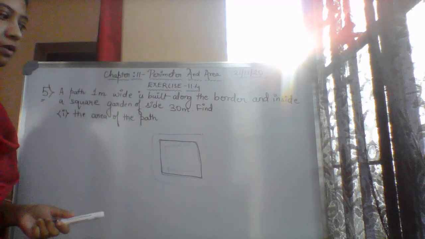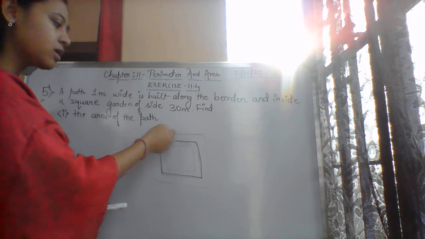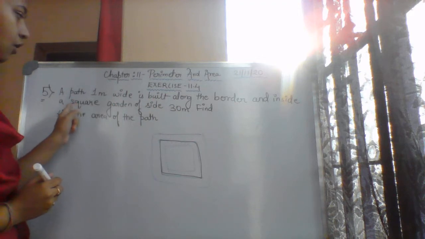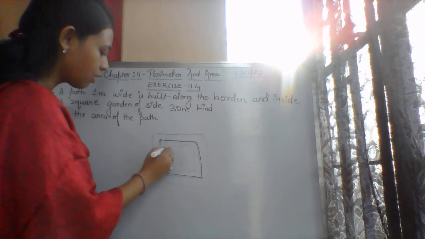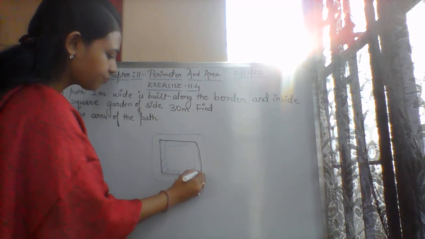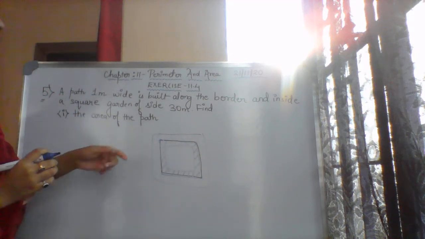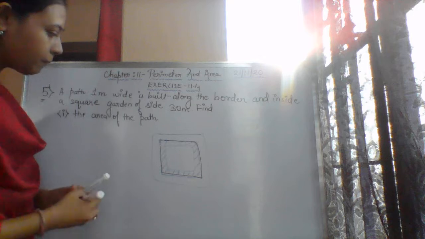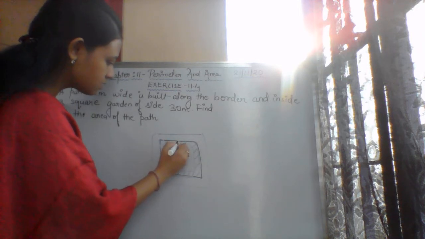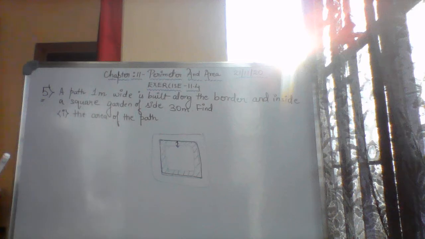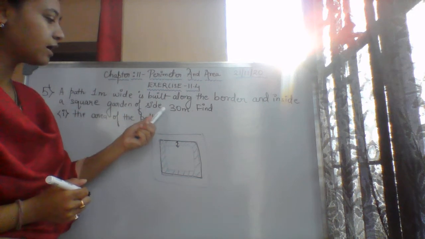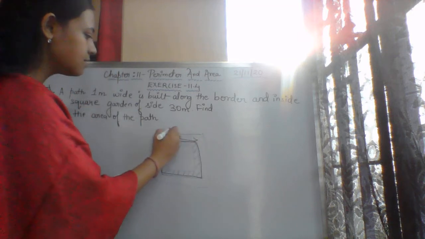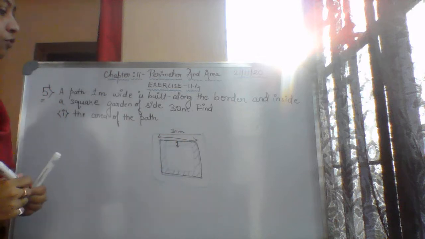So two paths are possible. Either along the border means either outside or inside. But in this question they told us to consider the inside path of the square garden. So this path we are going to consider. And this path is 1 meter wide. So the width of this part is 1 meter. And the side of the square garden is also given, that is 30 meters. So find the area of the path.